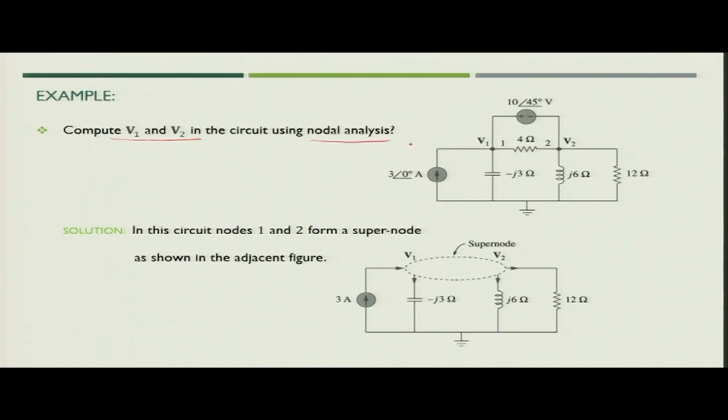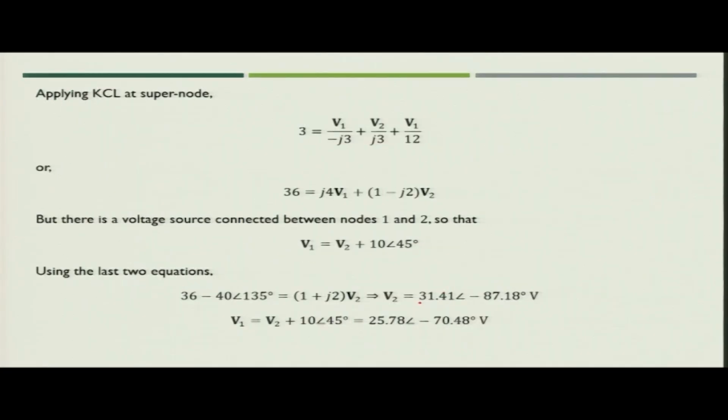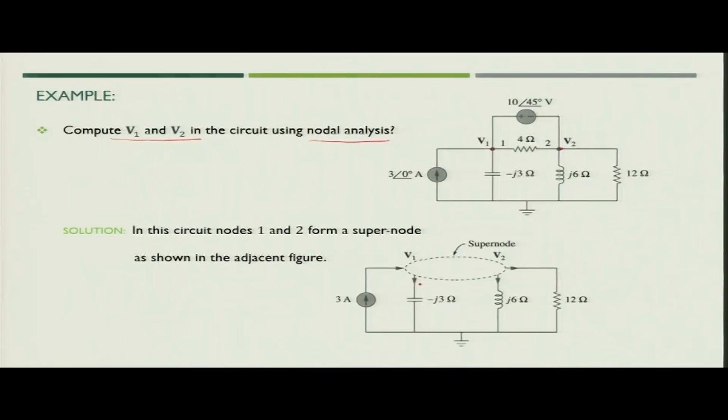Now, if you see this particular figure, the voltage nodes V1 and V2 are connected through one voltage source. So, what can we do? We can create one super node which includes V1 and V2, because V1 and V2 are connected through a voltage source, and we will apply KCL for this super node. If you apply KCL at the super node, what do you get?